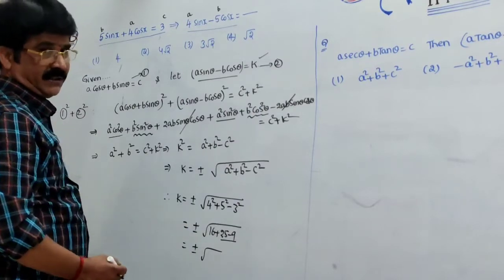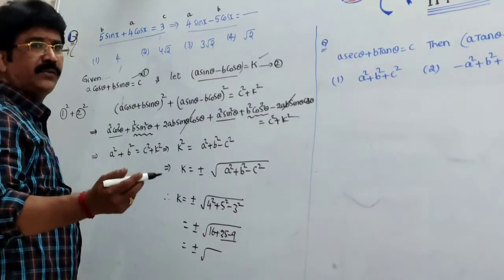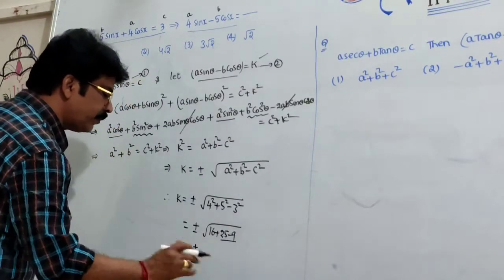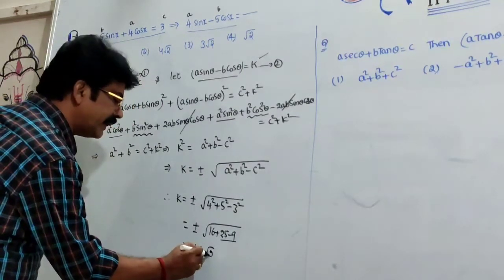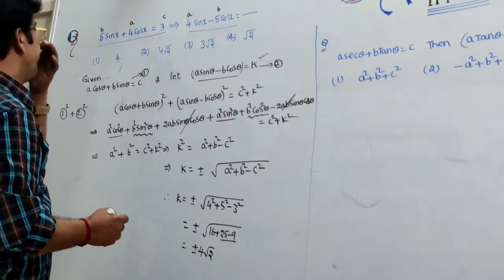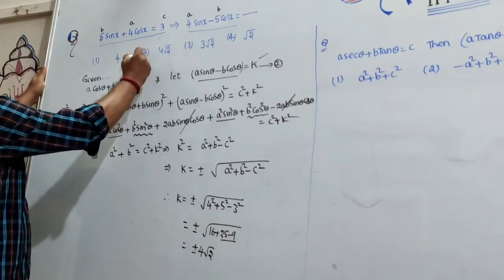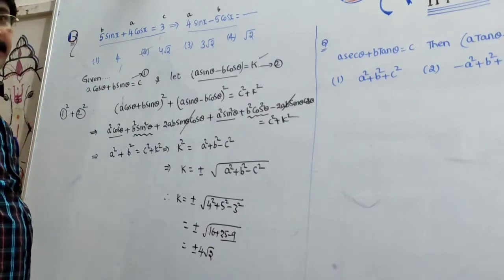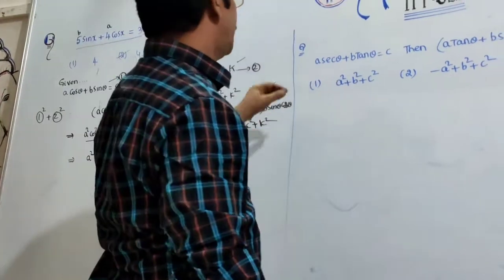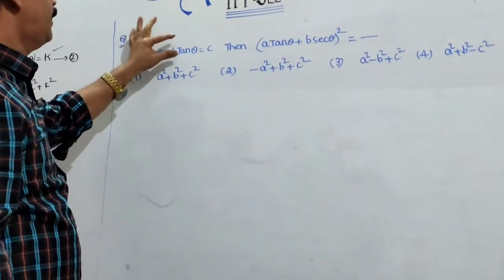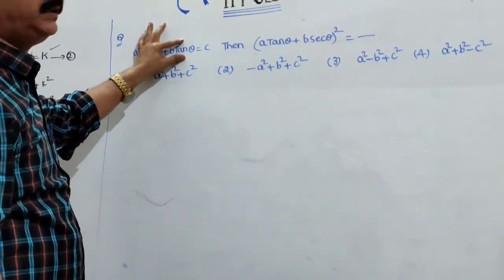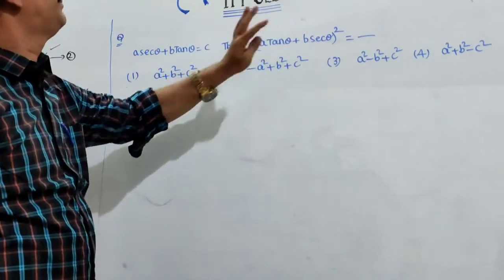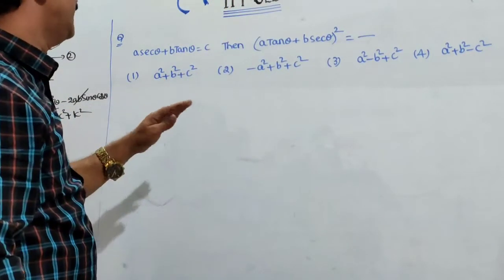16 plus 16 means 2 into 16, which means 4 root 2. I will write the direct step: it is plus or minus 4 root 2. But in the options, plus 4 root 2 is there. Therefore, the second option is right. Next, another question, same model. a secant theta plus b tan theta is equal to c. Then find the value of a tan theta plus b secant theta.